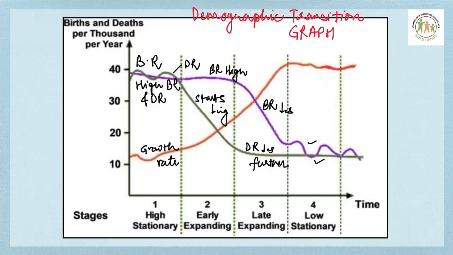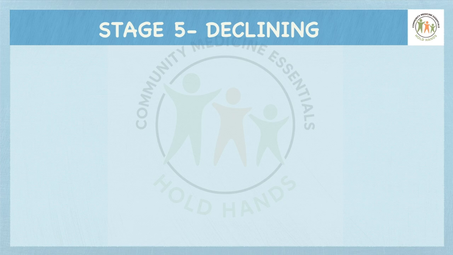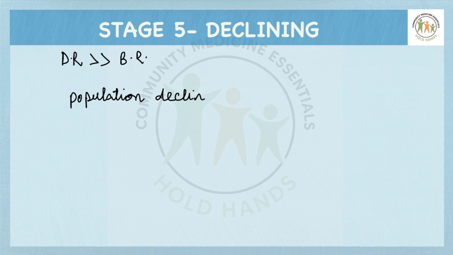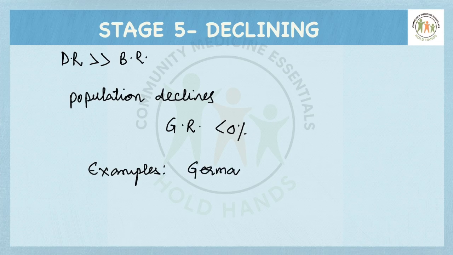Then stage 5 is declining. Here death rate exceeds birth rate. So in stage 5, death rate will be more than birth rate. So population declines here. Growth rate will be less than 0%. Examples: Germany and Hungary are in this stage.